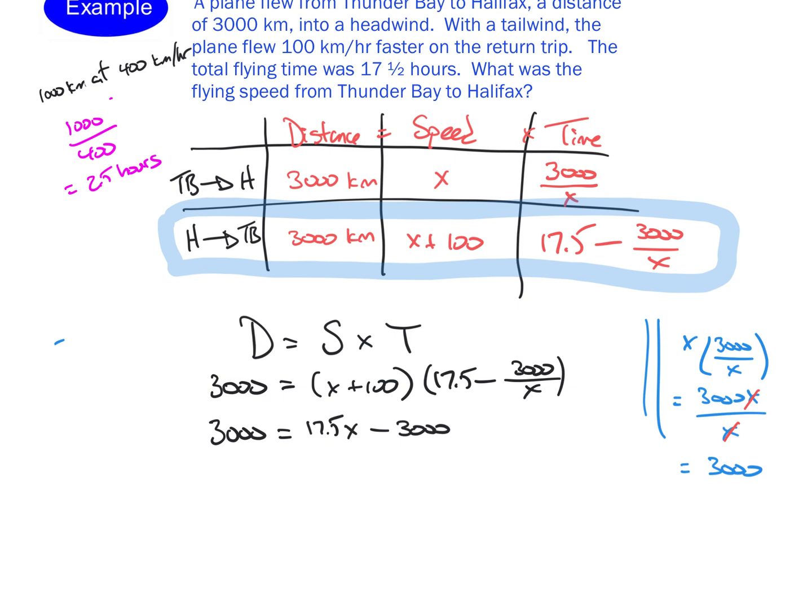And then we are going to take 100 and multiply it by 17.5. So that's going to give us 1,750. And then we are going to do one last product, which is 100 times minus 3,000 over x. And that's going to give us minus 300,000 over x.